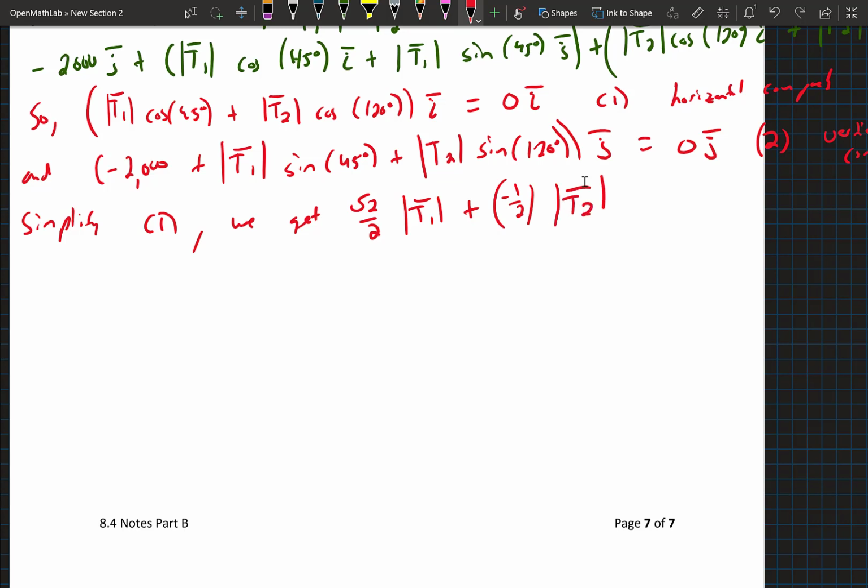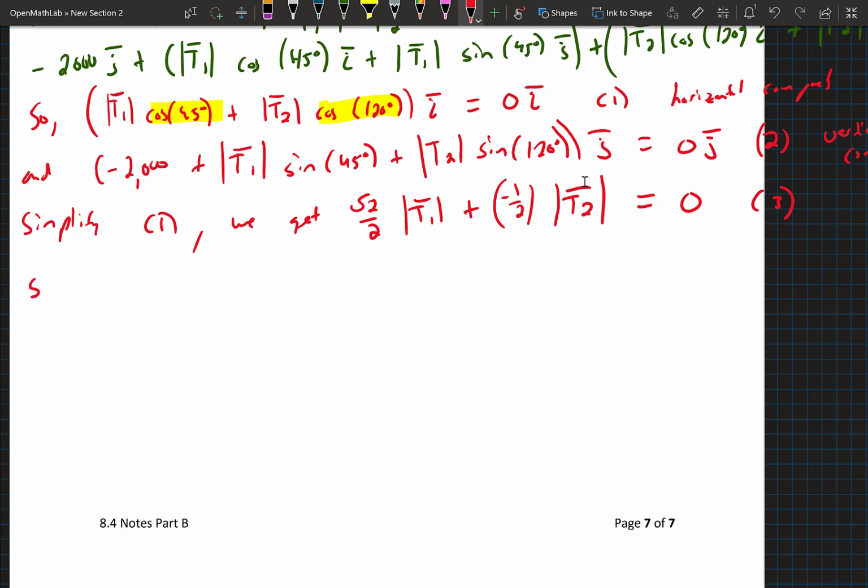Right, times the magnitude of vector t2, and that's going to be equal to 0, right? So initially, all I did is substitute values appropriately into the cosine of 45 degrees and cosine of 120, and then I divided both sides by the i vector, right? So we get that to be simplified, and I'm going to refer to this as equation 3.